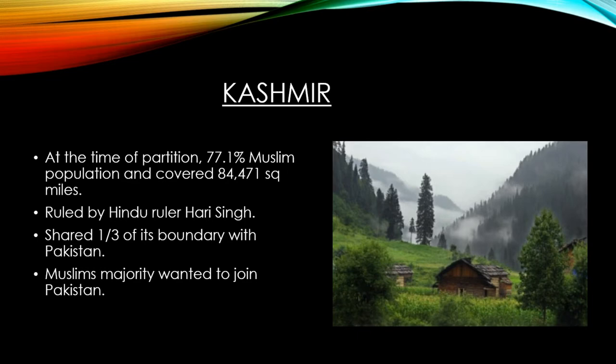First of all, let's talk about the location of Kashmir. Kashmir is situated in the north of Pakistan and it shares one third of its boundary with Pakistan. It covers 84,471 square miles. At the time of partition, 77% of its population was Muslim. Kashmir was ruled by a Hindu ruler, Hari Singh. The Muslim majority wanted to join Pakistan, but the Maharaja wanted to maintain the independent status of the state. Still, the Kashmir issue is not resolved and it is the biggest reason for dispute between Pakistan and India.